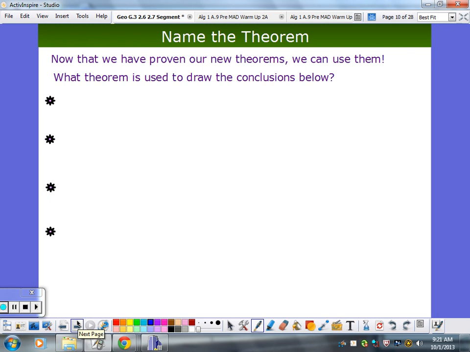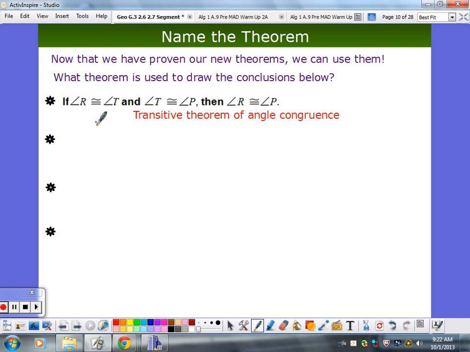Name the theorem. Now that we've proven our new theorems, we can use them. Okay, so we want to draw some conclusions. We're on page 2 here, and I don't think this is in the notes. If angle R is congruent to angle T, and angle T is congruent to angle P, then angle R is congruent to angle P. Well, who says I can say that? Transitive something, he's not sure what the word should be. He knows it's not equality, so what can we say?